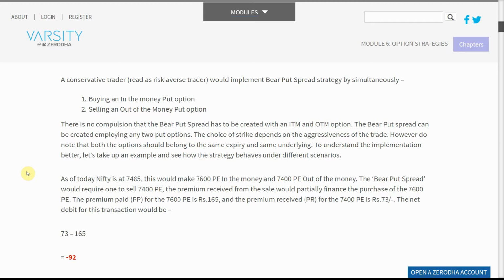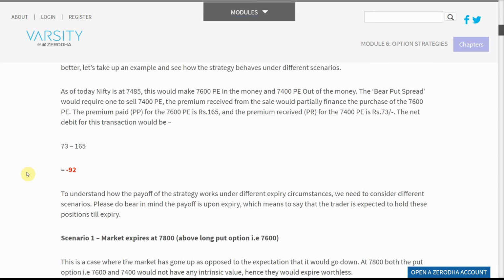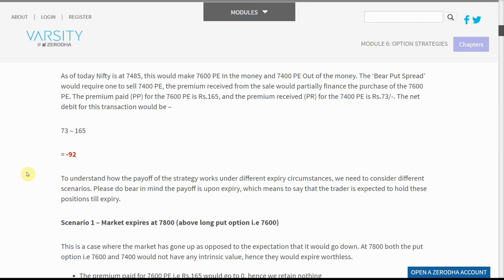As of today, Nifty is at 7,485. This would make 7,600 PE in the money and 7,400 PE out of the money. The bear put spread would require one to sell 7,400 PE. The premium received from the sale would partially finance the purchase of the 7,600 PE.